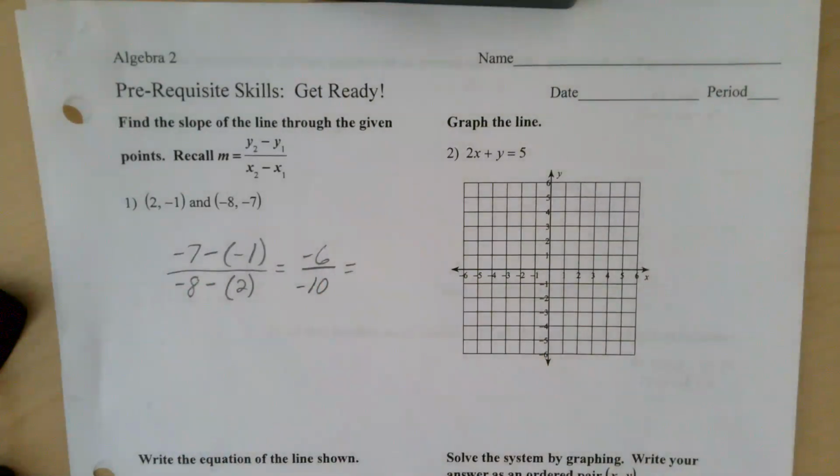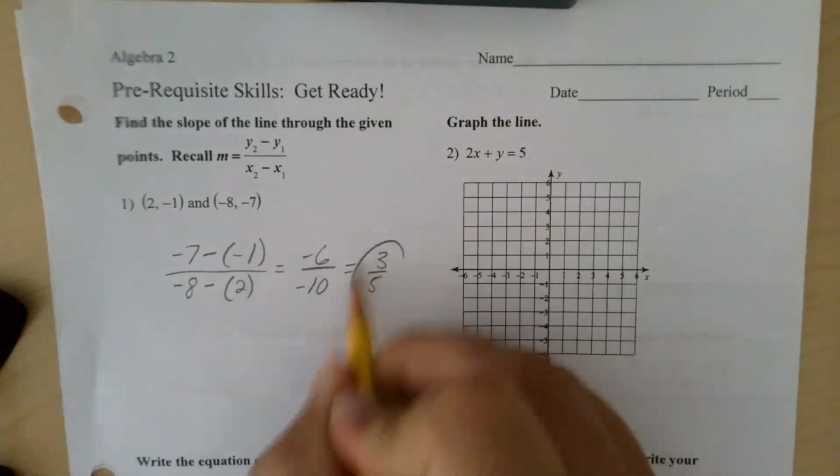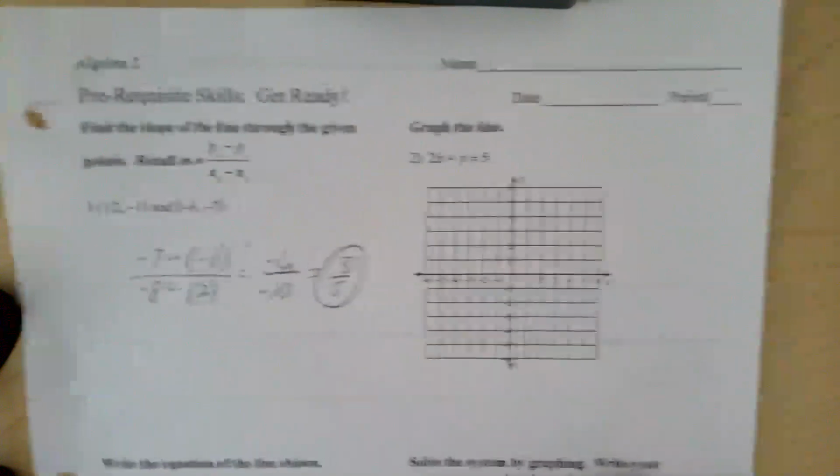Hopefully you realize a negative divided by a negative is a positive. So if you would graph these points, the line would be going uphill, left to right. But that does reduce to 3/5. So answer number 1 is 3/5.